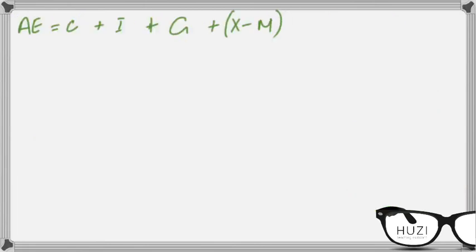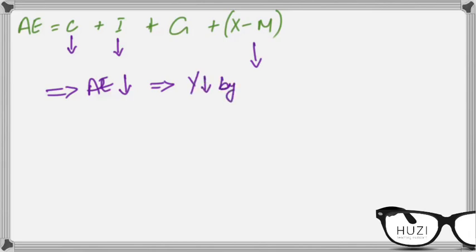Then, if we take a look at the AE curve, consumption falls, investment falls, and net exports also fall. AE falls, and equilibrium income falls by the change in AE times the multiplier.